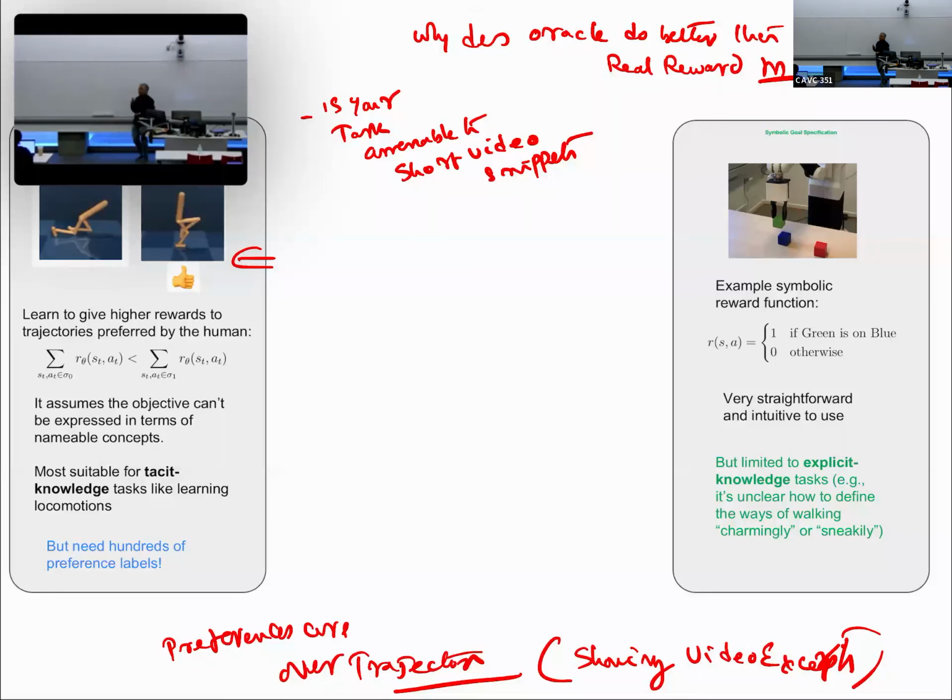Suppose my actual preference is I want all the colors to be in a run. How many pairwise comparisons are you going to be able to show even of blocks world, which by the way is not working? You understand what I'm saying? And that becomes extremely hard.